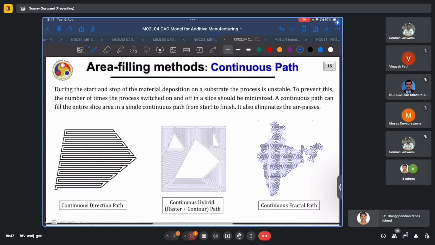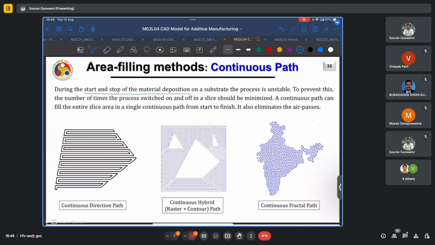Now you can also have continuous paths where you start at one point and you print the entire layer in one single go without stopping and without any lifts. Why you would like to do this is because during the start and stop of material deposition, the process is highly unstable. As we discussed, there can be over deposition or under deposition. To prevent this, the number of times the process is switched on or off in a slice should be minimized. A continuous path where we have zero lifts can fill the entire slice area in a single continuous path from start to finish and also eliminates the air passes.